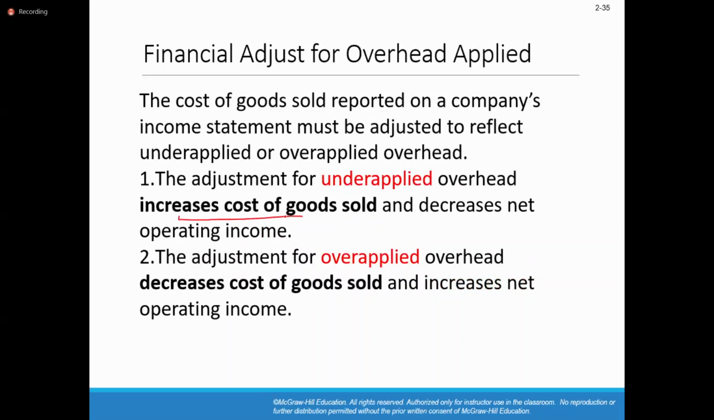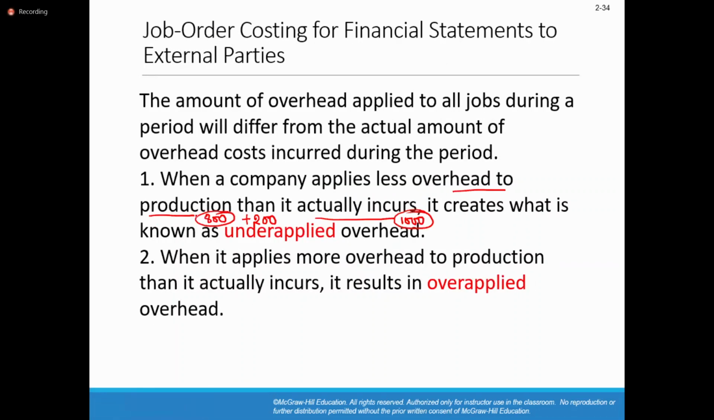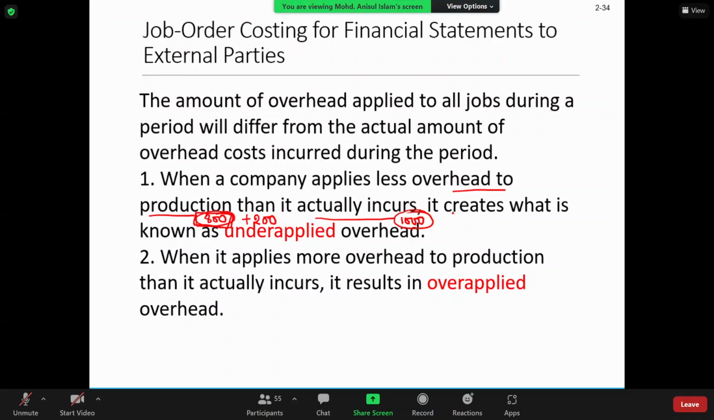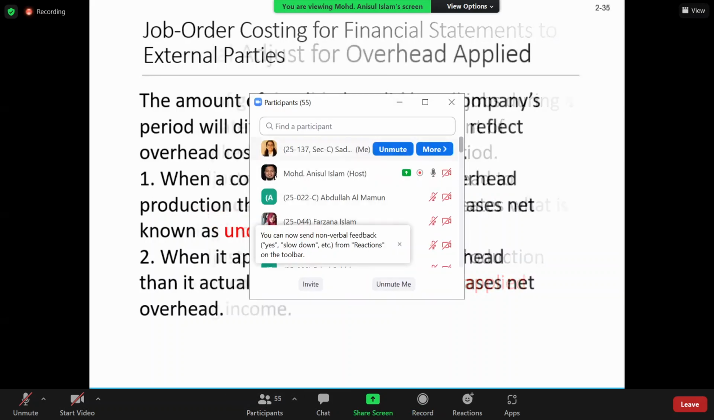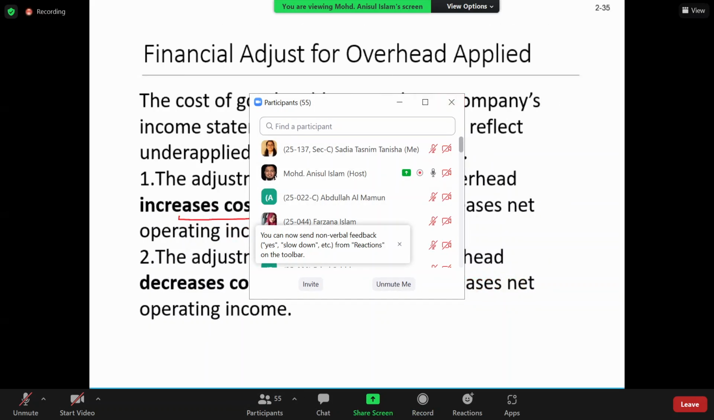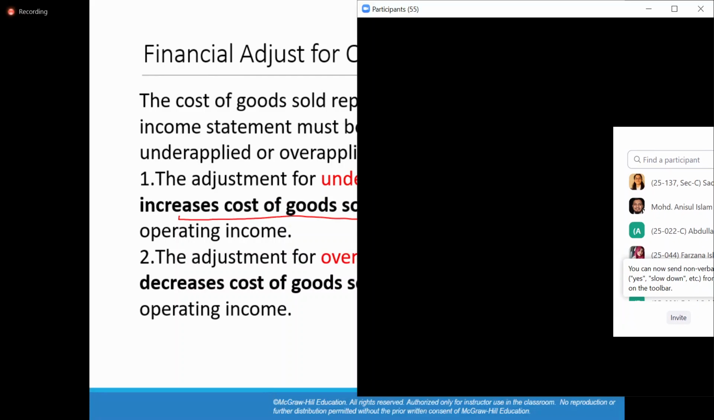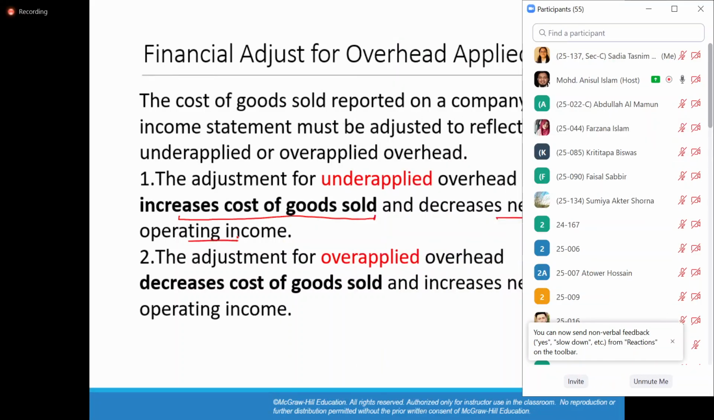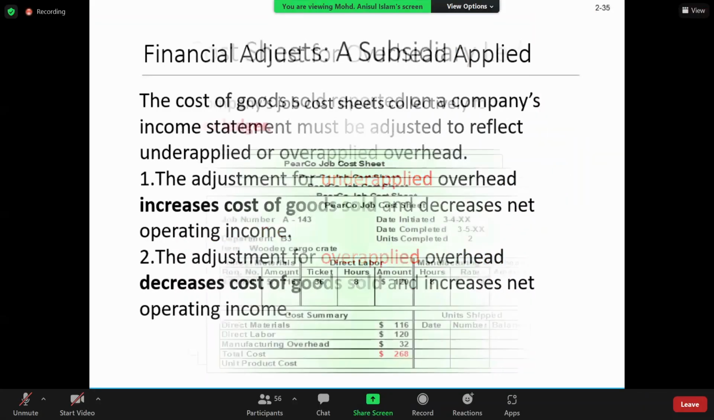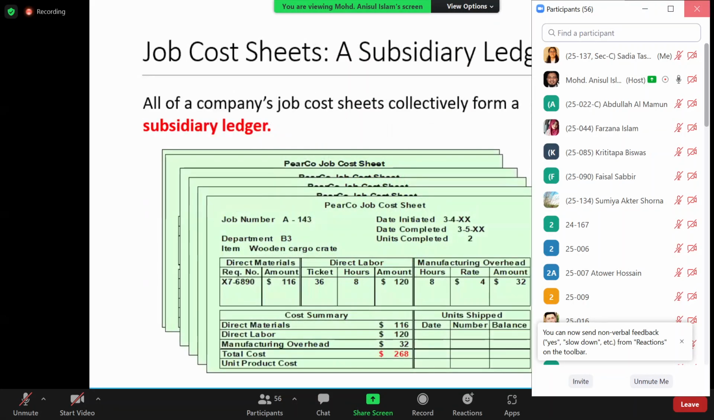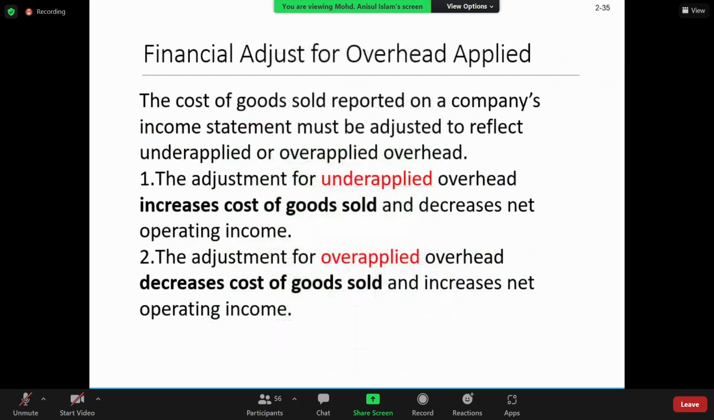In this way, you are increasing the cost of goods sold. This is the cost of goods sold based on your job cost sheet. But based on the actual incurrence, the cost of goods sold is 1,000. So you are adding back 200 to get the 1,000 actual cost to reflect. So what will happen when you make this adjustment? It will increase the cost of goods sold and it decreases your net operating income. And the opposite thing happens if we have the over applied overhead cost, just the opposite case, okay?